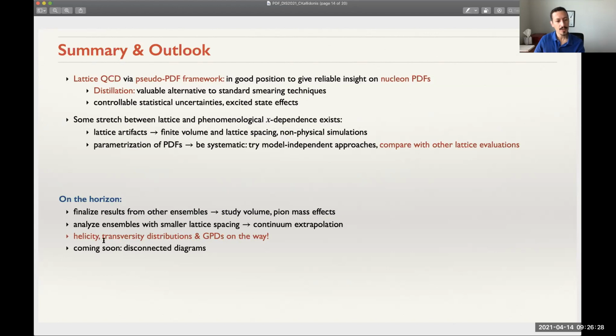On the horizon, we need to finalize the results from the other ensemble in order to study volume and pion mass effects. We want to study ensembles with a smaller lattice spacing so that we can do a continuum extrapolation. And of course, we have the helicity, transversity, and the GPDs on the way. We are also considering disconnected diagrams. And that's all I had to say.